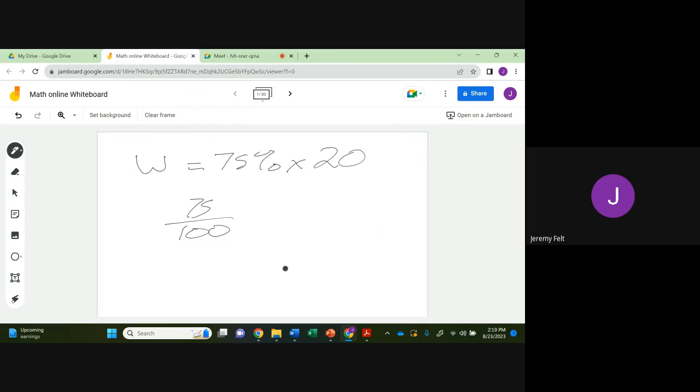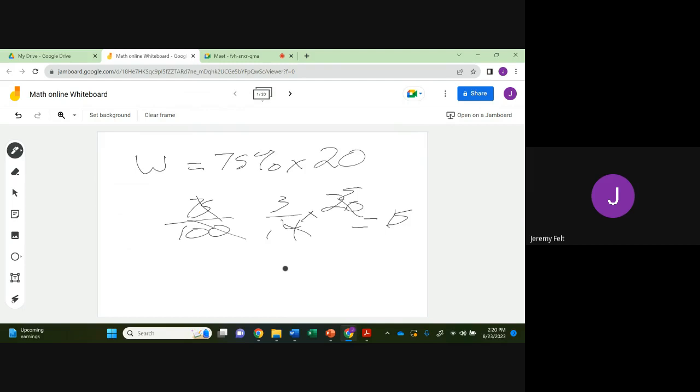So 75%, we make a fraction. 25 goes into both of these, so it reduces down to 3/4. So now we can rewrite 75% as 3/4. 3/4 of 20. Okay, well, 4 goes into 4 once and into 20 five times, and now we're left with 3 times 5, and that's 15. And that makes sense. 15 is 75% of 20. Okay? Or 15 is 3/4 or 0.75 of 20.